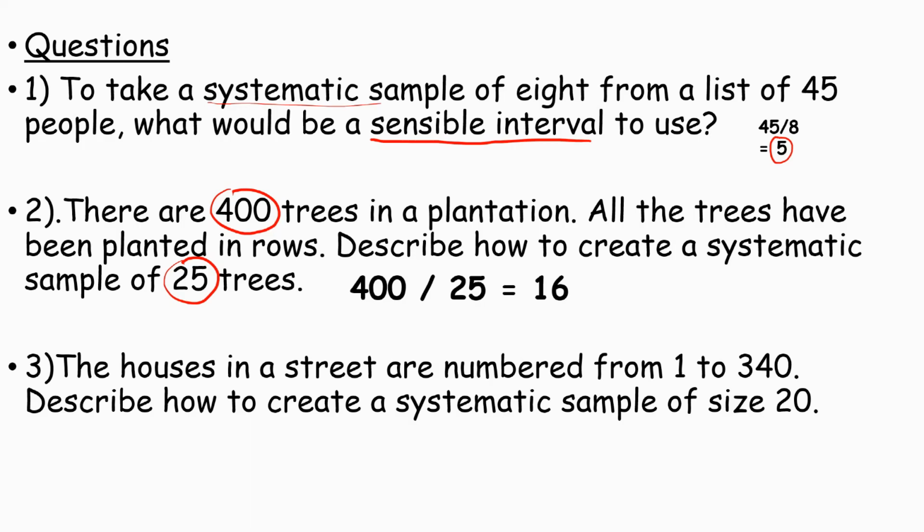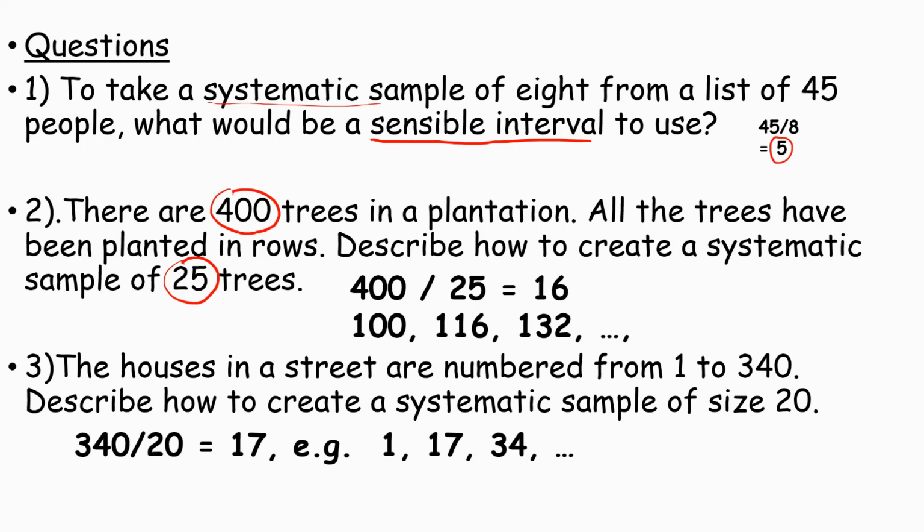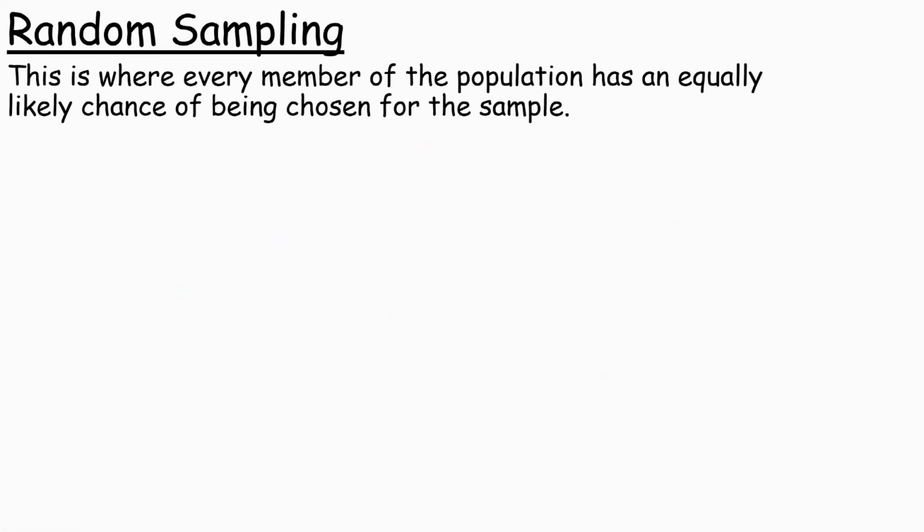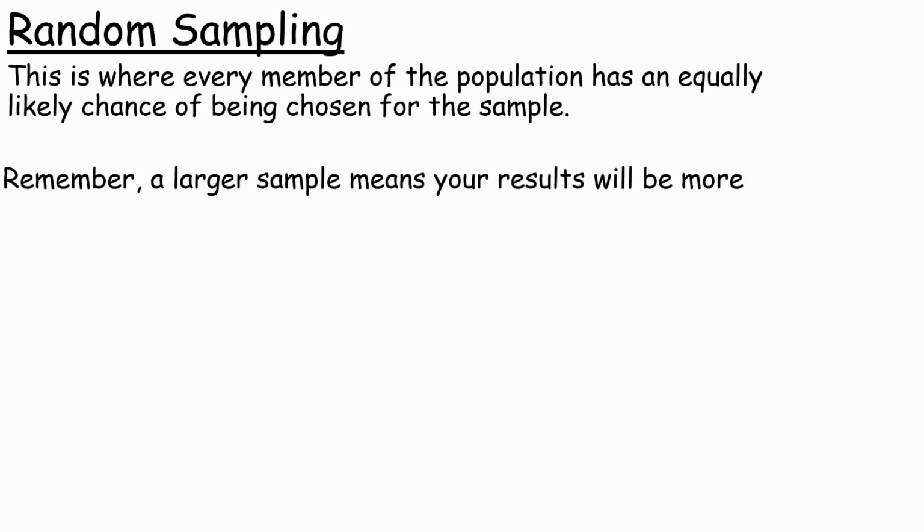Number 3, the houses in the street are numbered from 1 to 340. Describe how to create a systematic sample of size 20. Again, it's the same idea. We would simply do 340 divided by 20, which is 17, and then we could pick the first house, the 17th house, the 34th house, and so on. Random sampling is a kind of sampling where every member of the population has an equally likely chance of being chosen for the sample. A larger sample does mean that your results will be more reliable because it becomes more representative of the population.